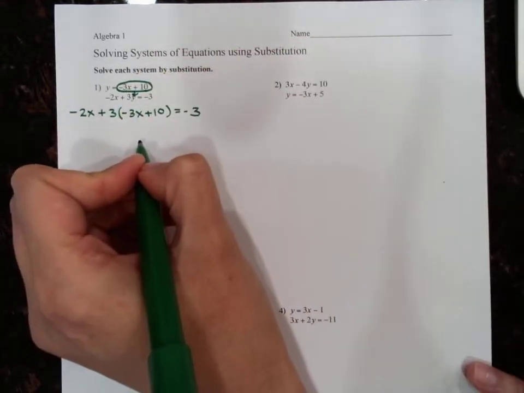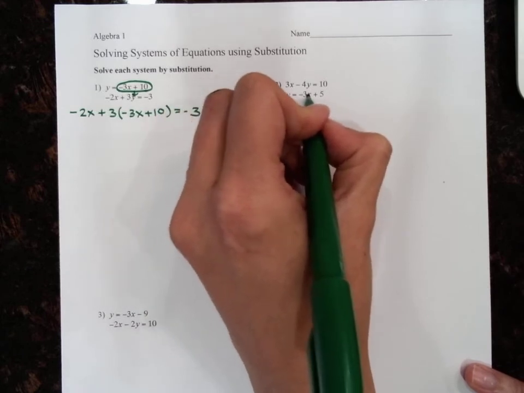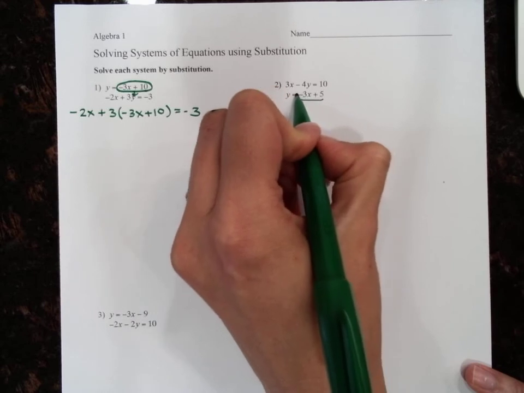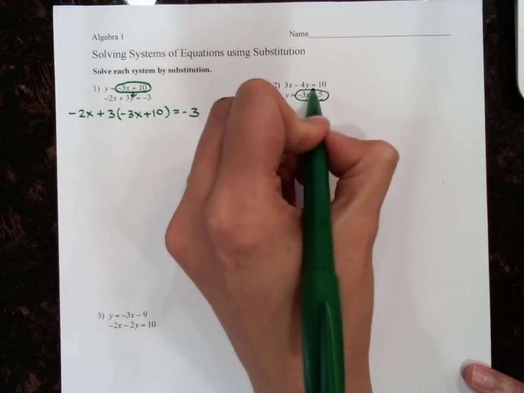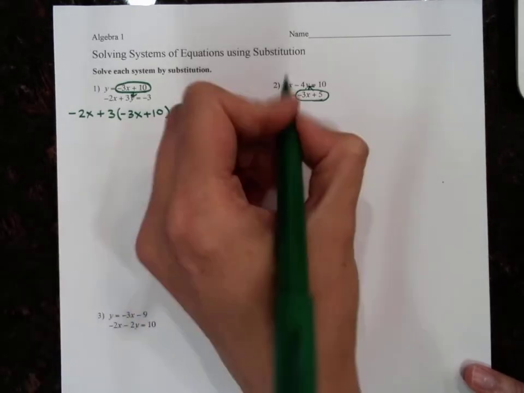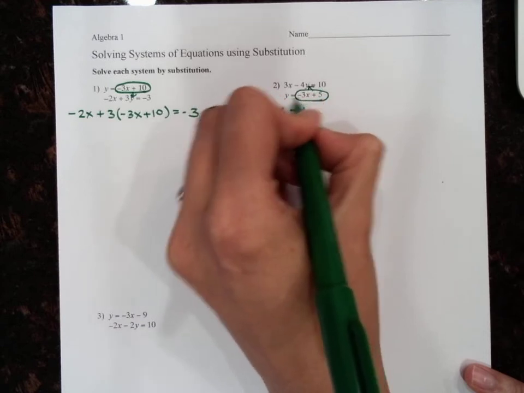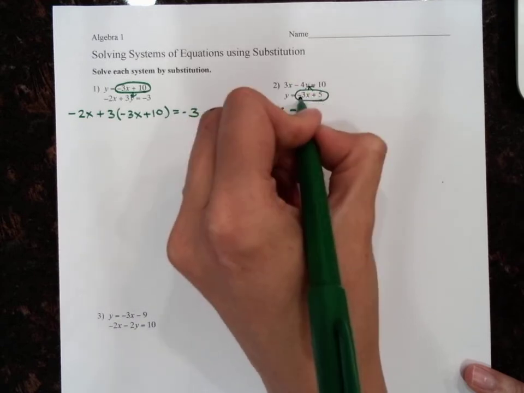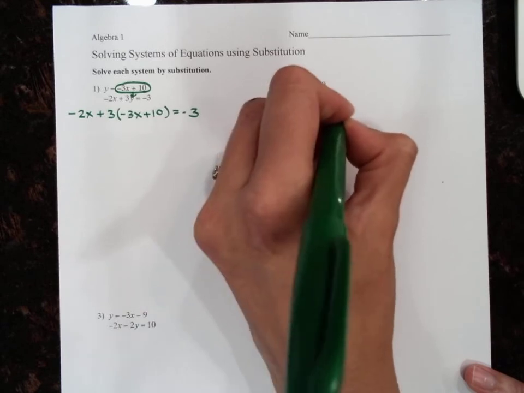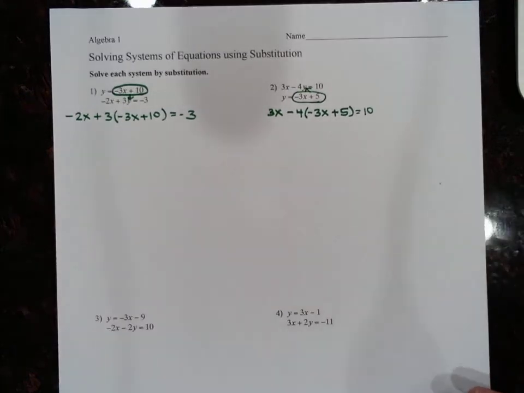You can finish one on your own. I'm going to go ahead and do number 2 with you. So we know that y is equal to negative 3x plus 5. So this is the equivalent of y. So we're going to take this and we're going to substitute it into the y in our top equation. So we have 3x minus 4 times y, but we know what is equivalent to y is negative 3x plus 5. We're going to substitute that in, and that's going to equal 10.